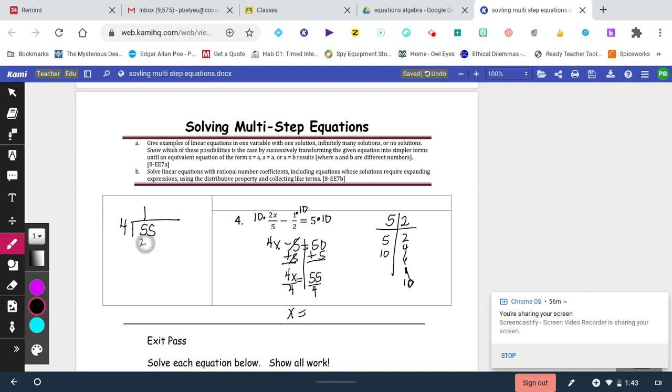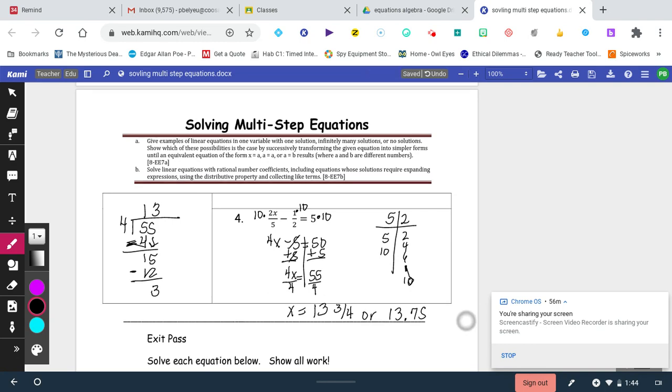It goes once. That's a 4. Bring down that 5. 4 goes into 15 3 times. It's 12. Subtract that. So basically, I'm looking at 13 and 3/4. 3/4 as a decimal is 0.75. So you could simply write 13 and 75/100. It's totally up to you. Decimal or fraction. It's just whatever you want to do, okay?